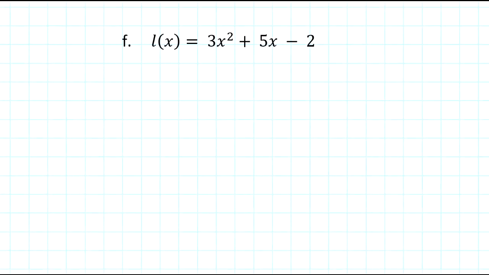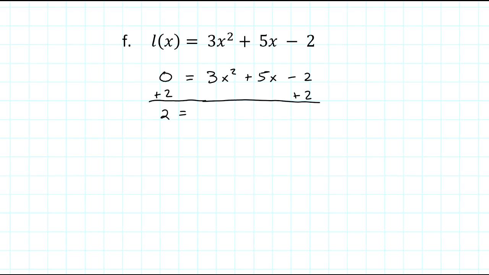Last one for this video, we have L of x equals 3x squared plus 5x minus 2. We set the output to 0. 0 equals 3x squared plus 5x minus 2. I'll add the 2 to both sides, get it out of the way. So we have 2 equals 3x squared plus 5x.